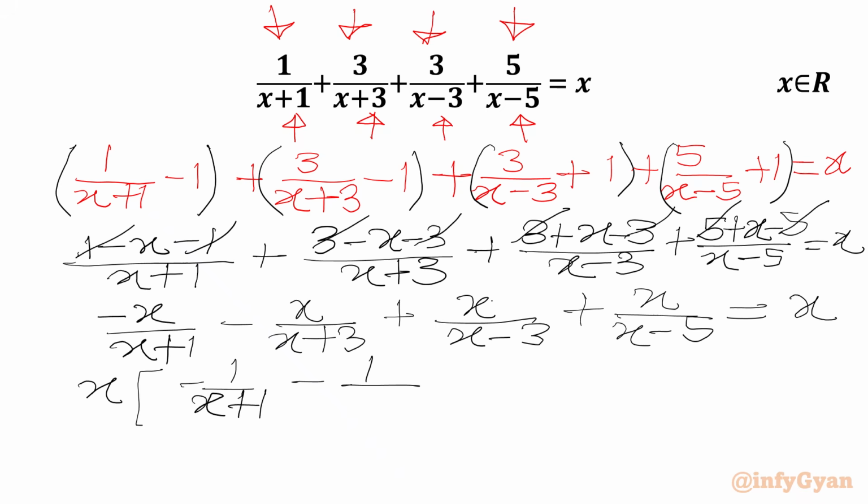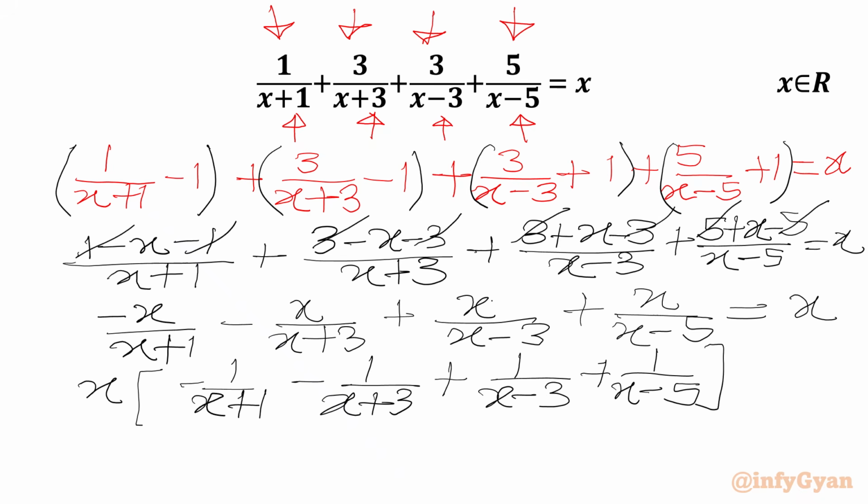minus 1 over x plus 3, plus 1 over x minus 3, plus 1 over x minus 5 equal to x. Now we have x in LHS, x in RHS. Instead of cancelling x from both the sides, I will take all the terms to LHS and take x common.